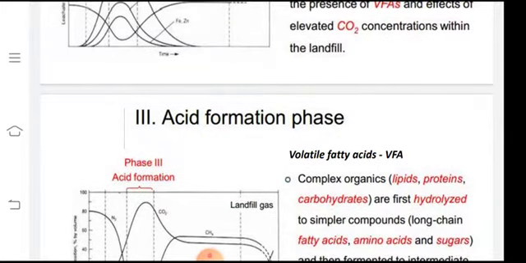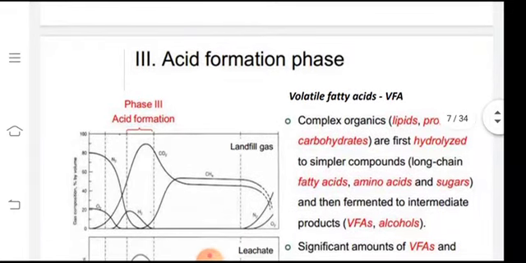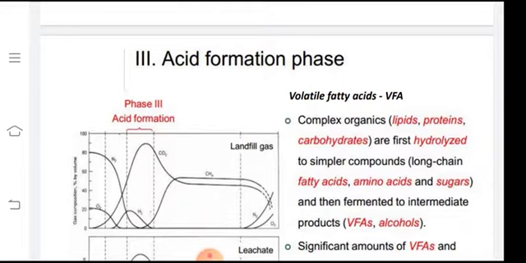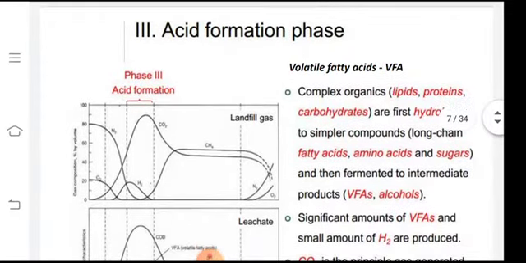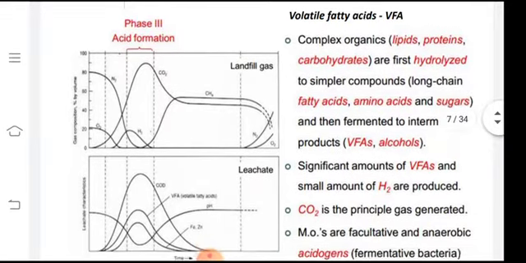Now this leads to our third phase, the acid formation phase. What kind of acids will be formed here? Acetic acid will be generated; volatile fatty acids will be converted to acetic acid. The complex organic compounds are first hydrolyzed, and this hydrolysis process is the further decomposition into simpler products. This will result in the formation of VFAs and alcohols.